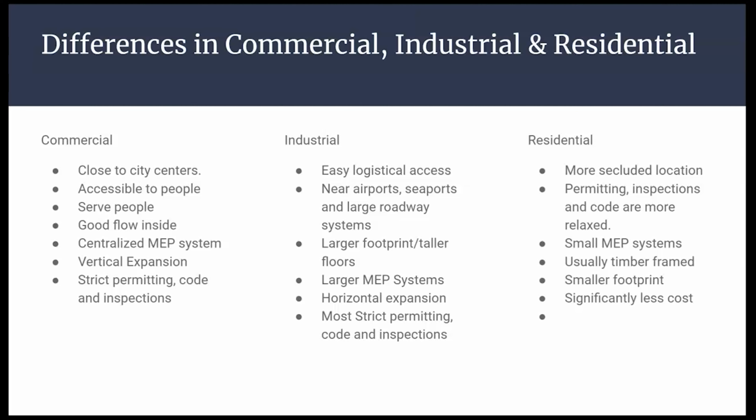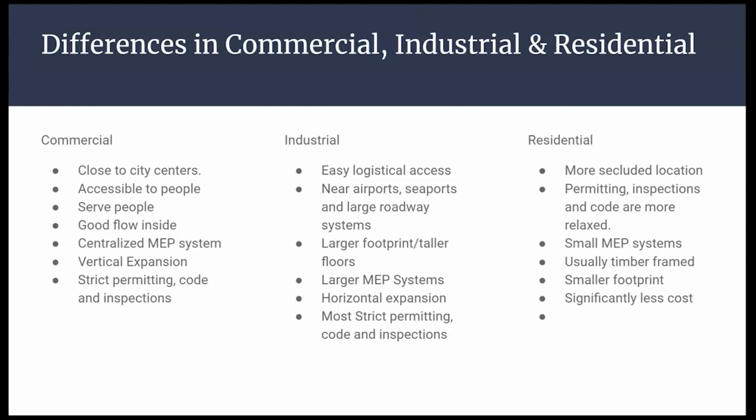The buildings also tend to have larger MEP systems to help regulate the entire footprint and all of the operating components within. Very strict permitting, code, and inspection requirements are used for industrial buildings and need to be considered when designing these buildings. Residential buildings are the most relaxed when it comes to building code, permits, and inspections.